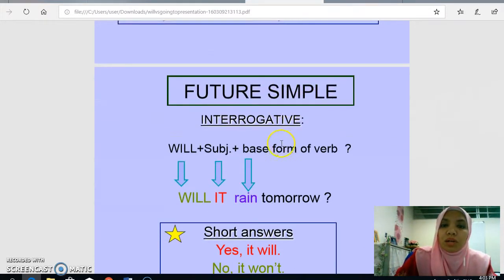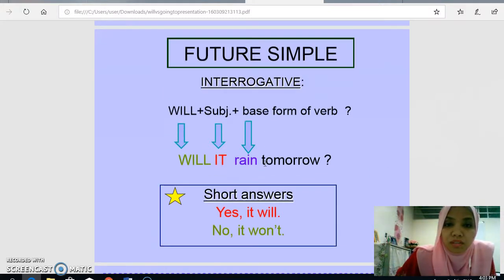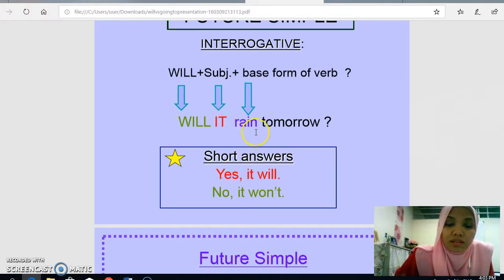Now let's move to interrogative form, which is question form. For simple future tense, this is how you construct your question. Will it rain tomorrow? So the word will starts the sentence when this is a question. When you ask this kind of question, these are the possible answers: Yes, it will. No, it won't. Or no, it will not. So you have options there.